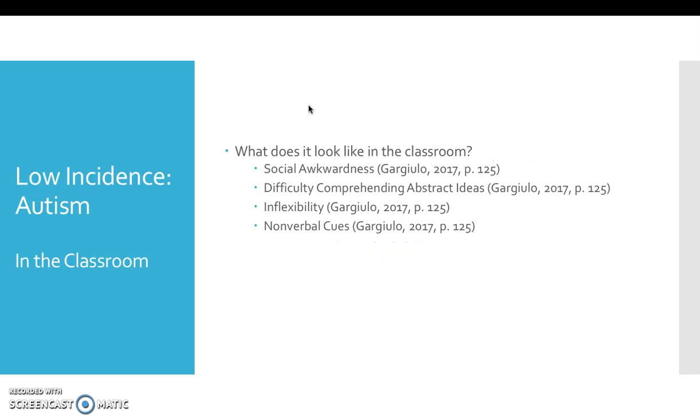What does it look like in the classroom? Students with autism are going to be a little bit more socially awkward than other students. They're going to have difficulty maintaining friendships and relationships with other students. They have trouble picking up on nonverbal cues. All of this really is hindering their social interaction. They could have difficulty comprehending abstract ideas. They're more straightforward, maybe could be considered black and white thinkers a lot of the time. And they can be very inflexible. They like routine, and if things deviate, then they could become upset and very uncomfortable.